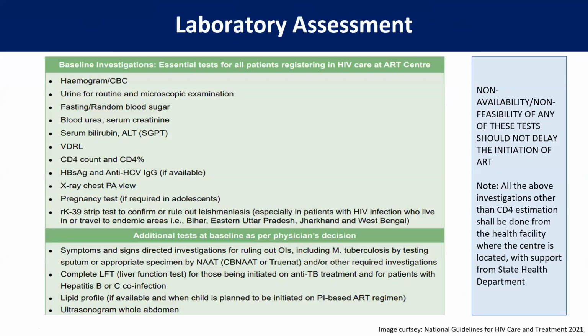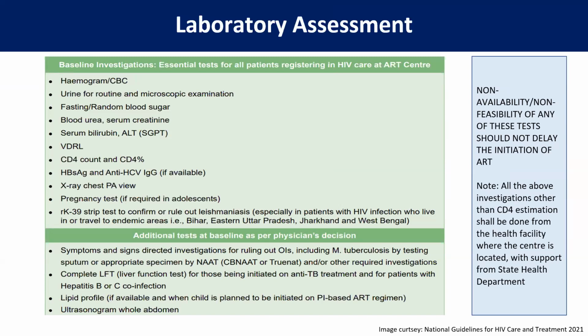Other lab parameters we need to do before we start ART: a complete hemogram, urine routine. These are routine things which should be done in your hospitals. RBS, urea, creatinine, serum bilirubin, SGOT, SGPT, VDRL in a young child, CD4 count and CD4 percentage, HBsAg and HCV. If available, chest X-ray. In an adolescent, do a pregnancy test the first time.